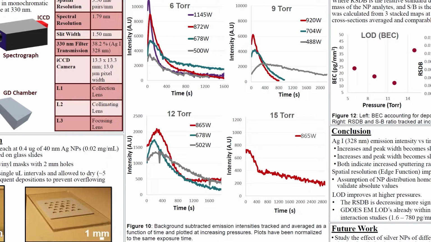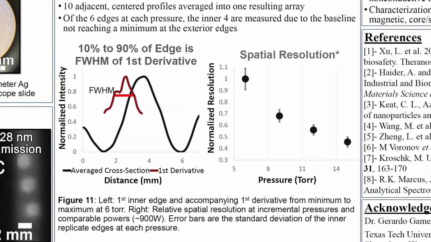The inverse is true for powers. At increasing powers, more material is being atomized and emitting light. Thus, material consumption is faster, hence the narrowing peak widths.